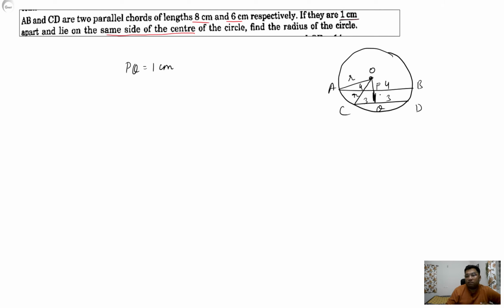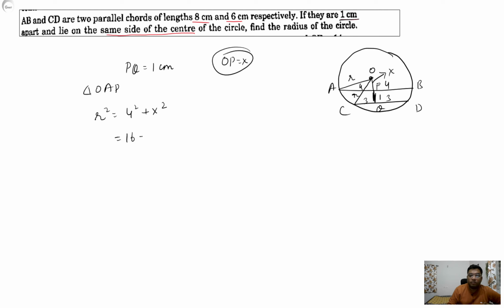So this part is given as 1. What I'm going to assume as OP is equals to X. I'm going to assume this part as X. So talking about triangle OAP, I can say R square is equals to 4 square plus X square.